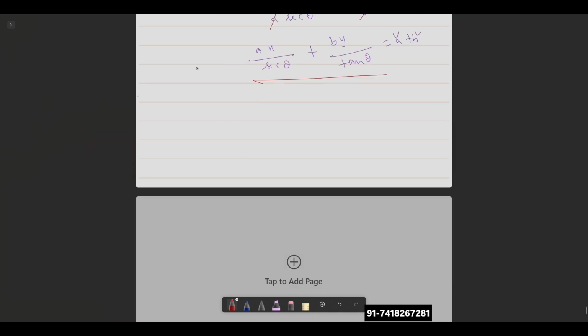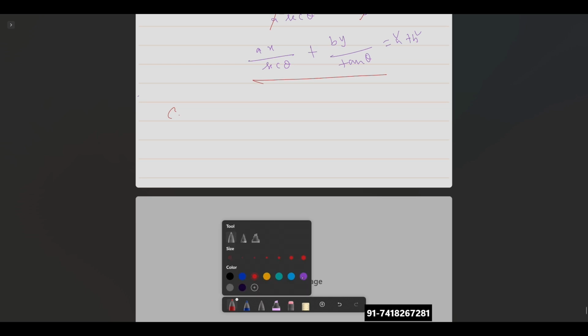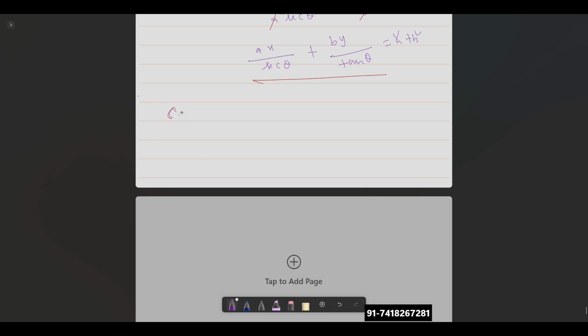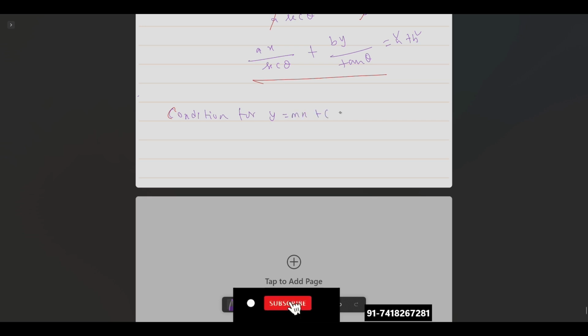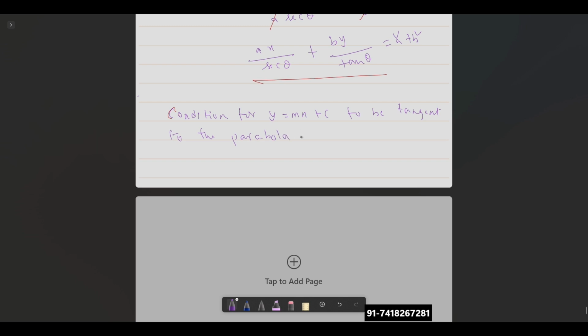Now we will see the condition for y is equal to mx plus c, which is a straight line, to be tangent to the parabola y squared is equal to 4ax.